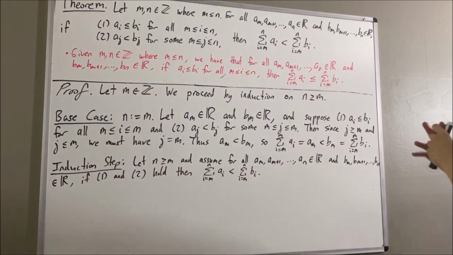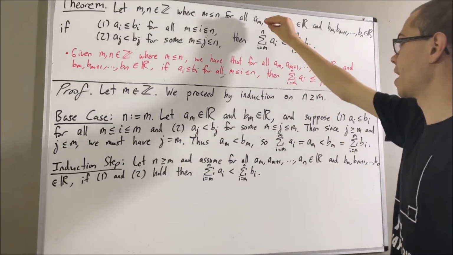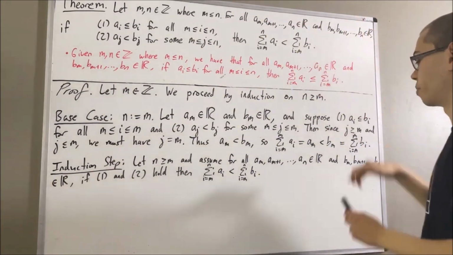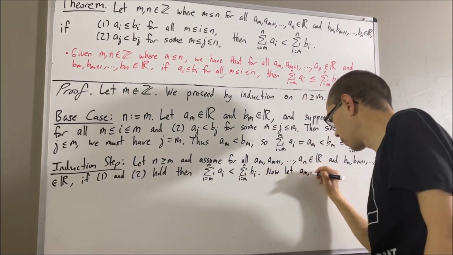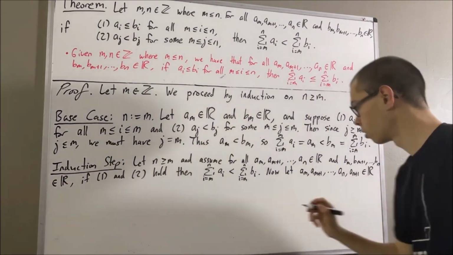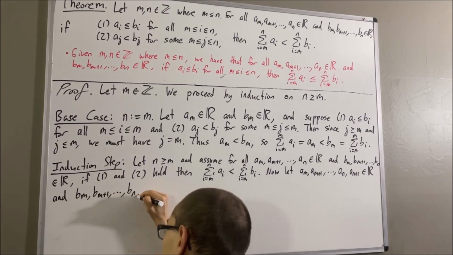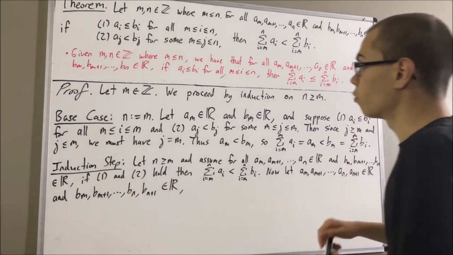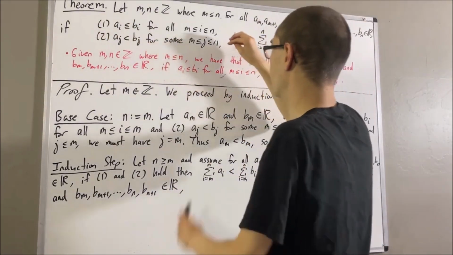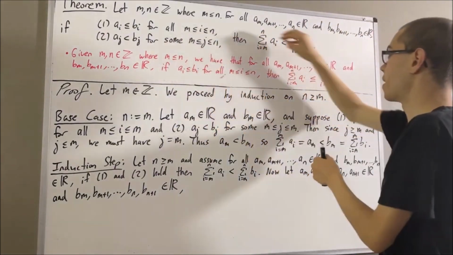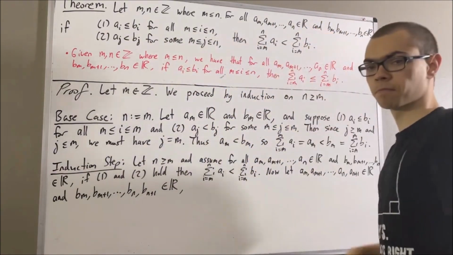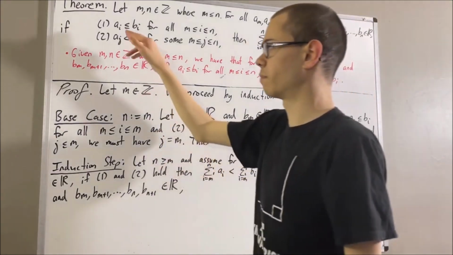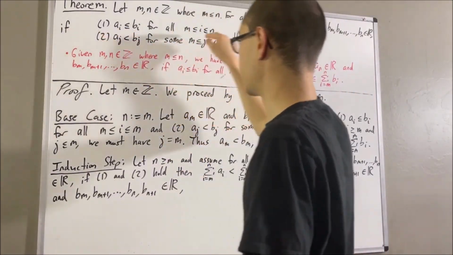So let's start out by giving ourselves two lists of real numbers a_m through a_{n+1} and b_m through b_{n+1}. From here, we want to prove that if this is true in the case of n plus 1, then this is true in the case of n plus 1. So let's suppose that both 1 and 2 are true in the case of n plus 1.